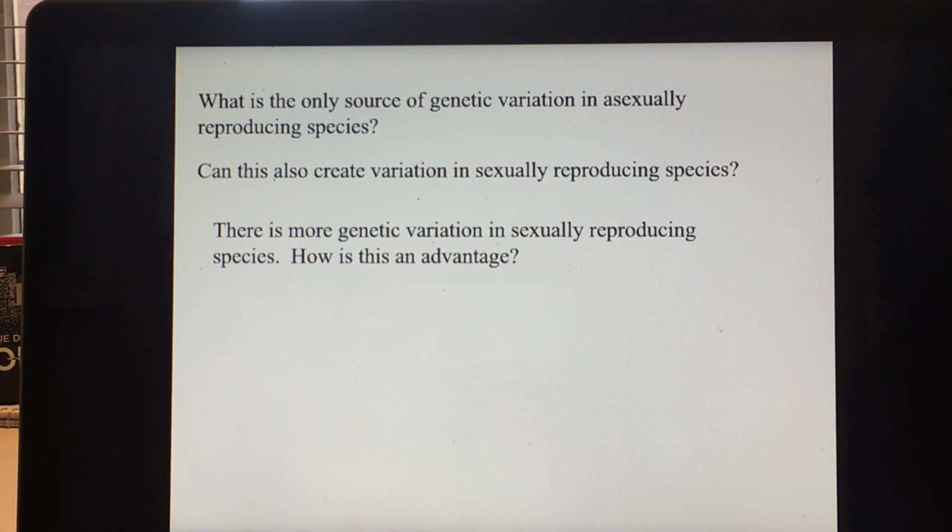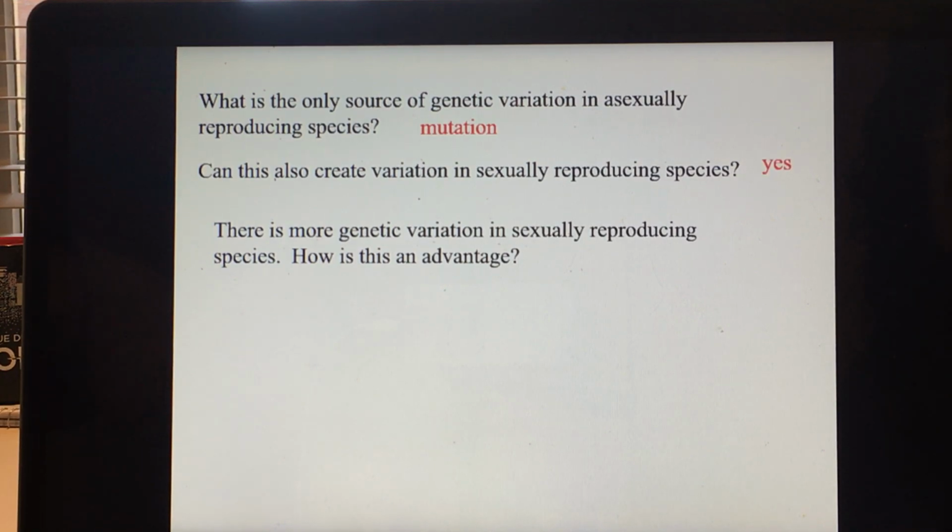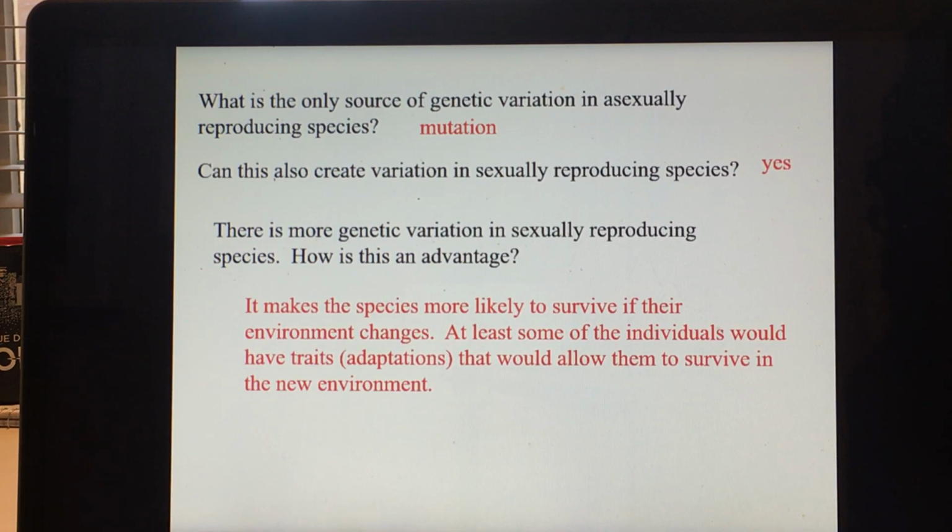What is the only source of genetic variation in asexually reproducing species? Mutation. Can this also create variation in sexually reproducing species? Yes. There's more genetic variation in sexually reproducing species. How is this an advantage? Well, it makes the species more likely to survive if their environment changes. At least some of the individuals would have traits that would allow them to survive better in the new environment. Those traits, if they help them survive better in the new environment, would be considered adaptations.